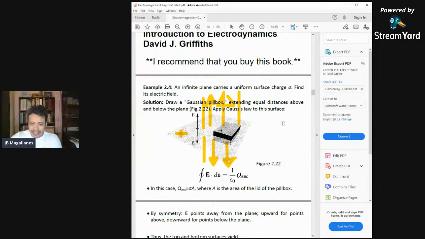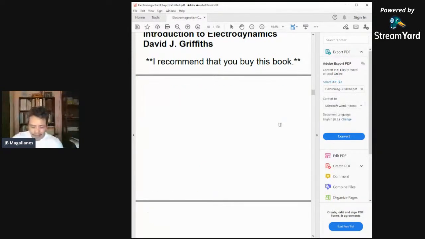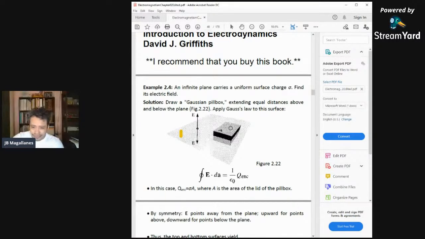In this case, how many sides does a pillbox have? There are four sides in the pillbox that are perpendicular to the surface charge distribution. And there are two faces of the pillbox, the one that's parallel above and the one that's parallel below. So here, if you get a patch of area from here, the patch of area will have the direction that way. And below, the patch of area will have a direction this way.